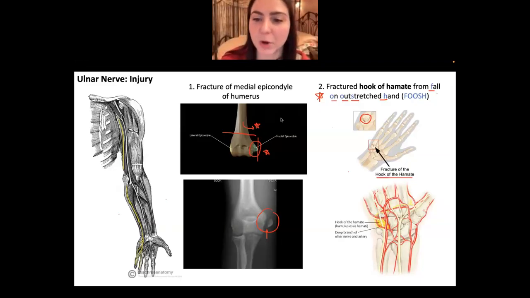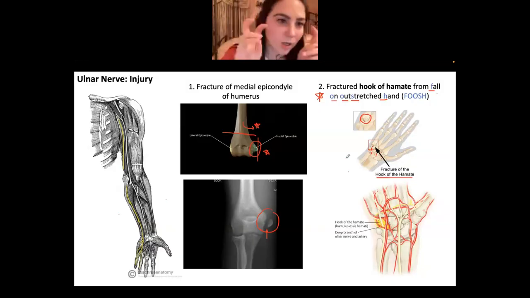In terms of a fall on an outstretched hand, you can fracture the hook of hamate, which is this bone, which you can see is colored yellow. I'm not going to color it in red, but it's colored yellow. These are all carpal bones right here. Like one, two, three, there's a bunch, four, five, six, seven, eight, nine. I think there are nine. So there's all nine here. The hook of hamate is the one right underneath where the pinky is. It's right here.